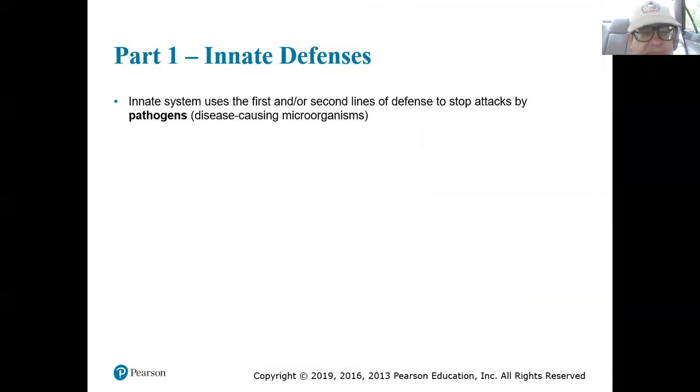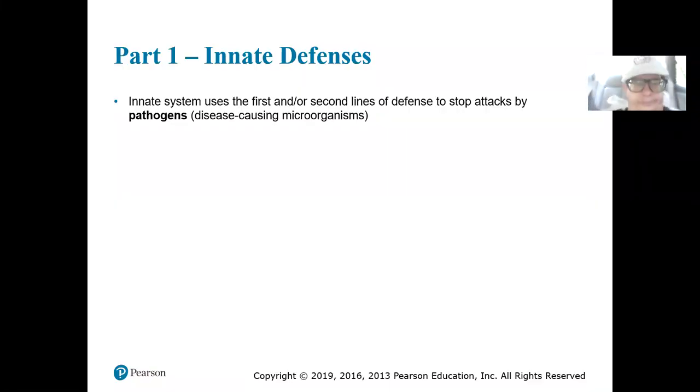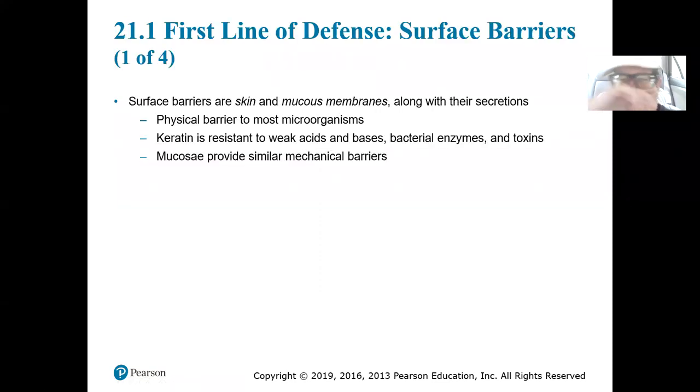All right. So the innate system has the physical barriers or the general I attack anything that looks like it doesn't belong kind of defenses. The physical barriers are the skin and the mucous membranes, and that includes the things that they secrete. The skin and the mucous membranes are a physical barrier that keeps most microbes out.